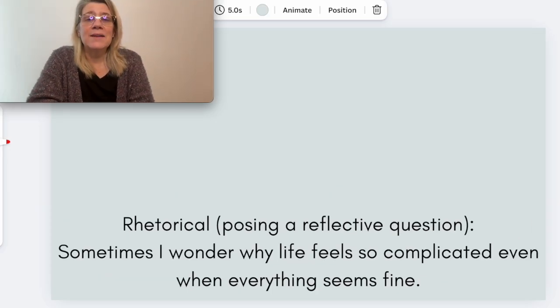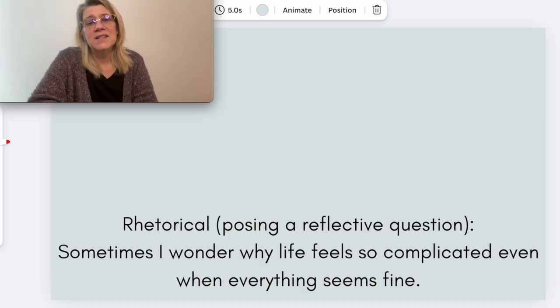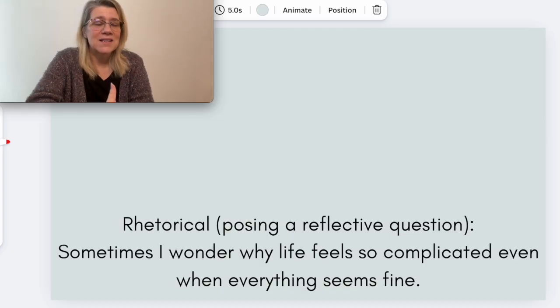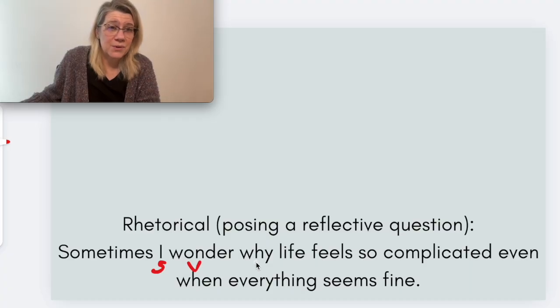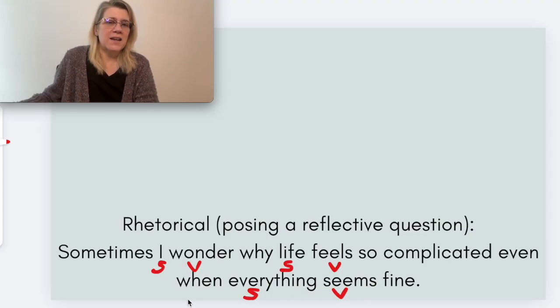"Sometimes I wonder why life feels so complicated, even when everything seems fine." Here, why is in a relative clause. I have here two parts of the sentence. Sometimes I wonder. There's our subject for the first part of the sentence, and here's our verb. Then we have our relative pronoun, and we have a new sentence. Life is our subject, feels, that's our verb. Then we have what is called a complement, so complicated. Even when, and then we have a subject again, everything seems fine. Notice this pattern, we always have a subject before our verbs.